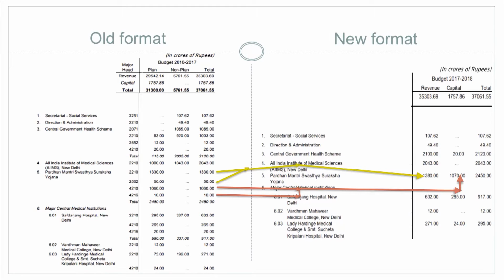For a comparison, we have placed both the formats side by side. Looking at the older budget, again at line item number 5, you will notice that the sum of the old revenue heads, that is 2210 and 2552, add up to the revenue figure in the new format on the right hand side. Similarly, the sum of the old capital heads 4210 and 4216 add up to the new capital figure on the right hand side.